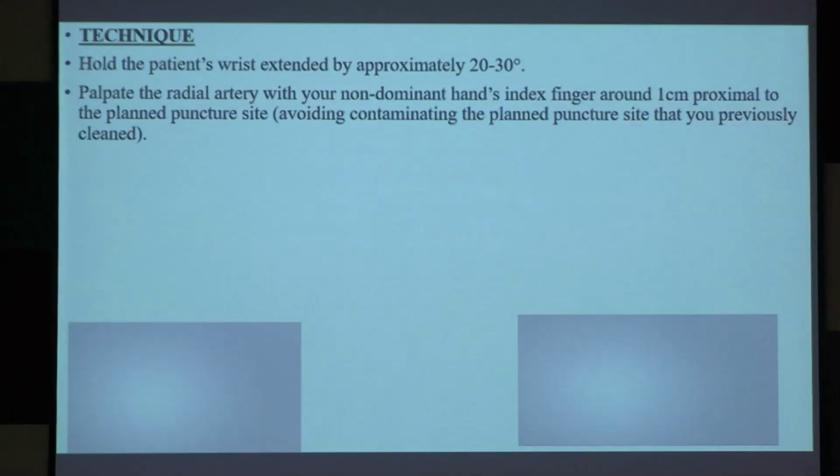So then the radial artery is the site of puncture. What should be the technique? Hold the patient's wrist extended by approximately 30 degrees, right? Better if you place a bottle or any saline bottle under your wrist, so that makes the wrist extended approximately at 30 degrees, right? Then palpate the radial artery with your non-dominant hand's index finger.